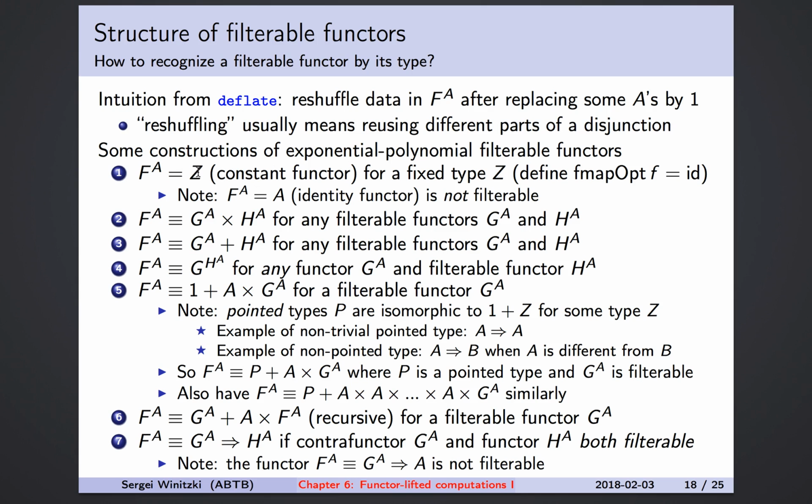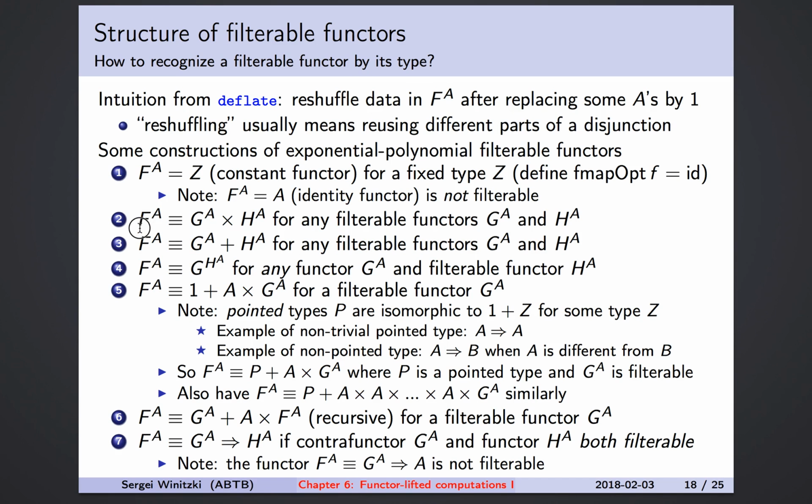So first of all, a constant functor, meaning that for all types A, it's a constant, the same fixed type Z. And for that functor, we define fmapOpt as identity. So whatever type you have here, you can transform it from A to B, but Z stays the same. It's just identity. So filtering does nothing, and filter is an identity transformation, and Z is some fixed type. So that is filterable. Note that the identity functor is not filterable, for the reason that you cannot transform 1 plus A into A, unless A is a pointed type, but this needs to work for all types, so it is not filterable.